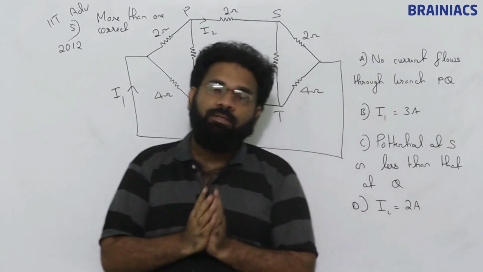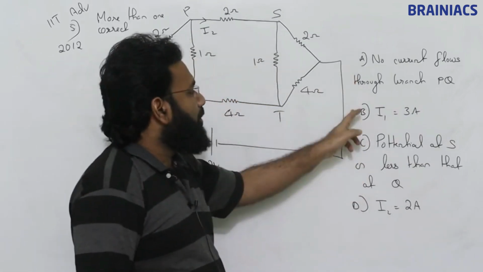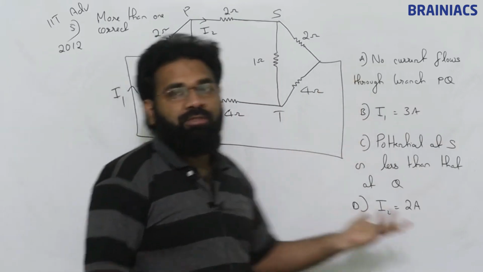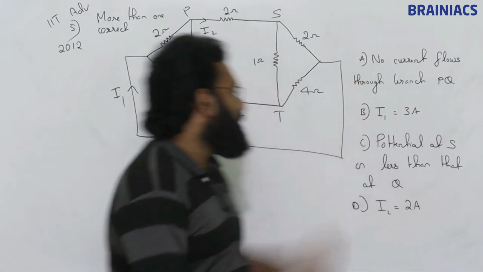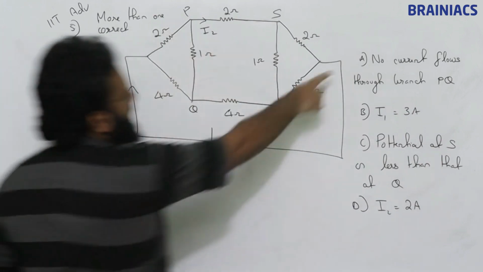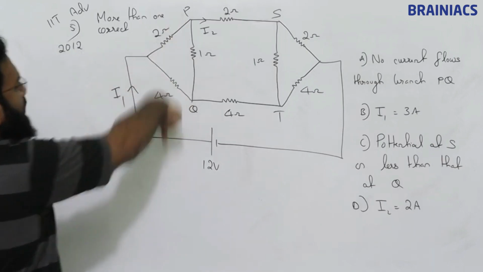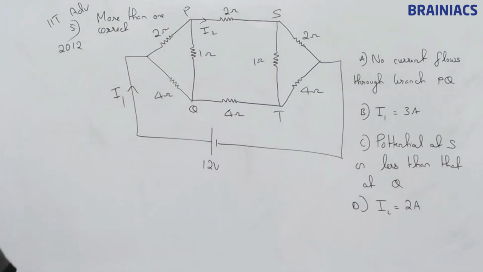But in JEE Advanced there are some questions where not only one option, there could be 2 or 3 or many options correct. Okay, marks will be like that. So how to do this? First we will check the first option: no current flows through the branch PQ.